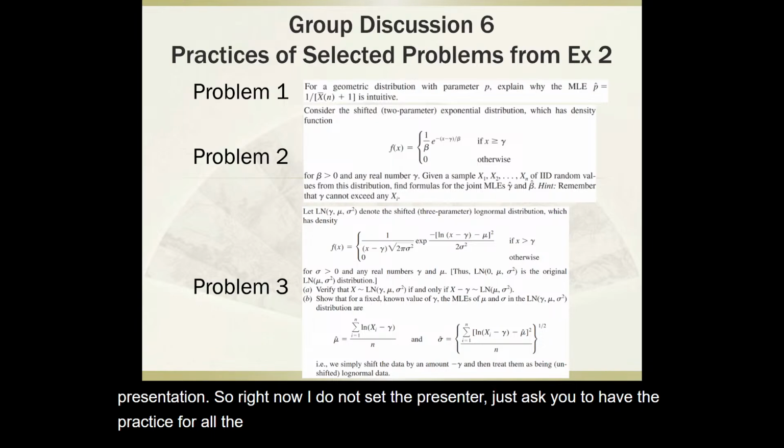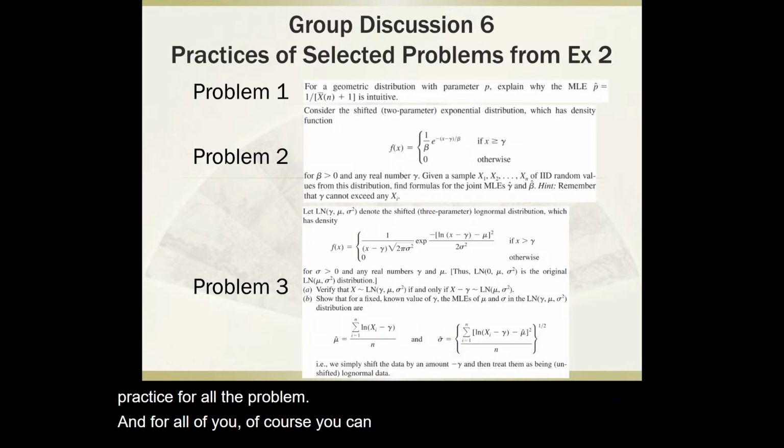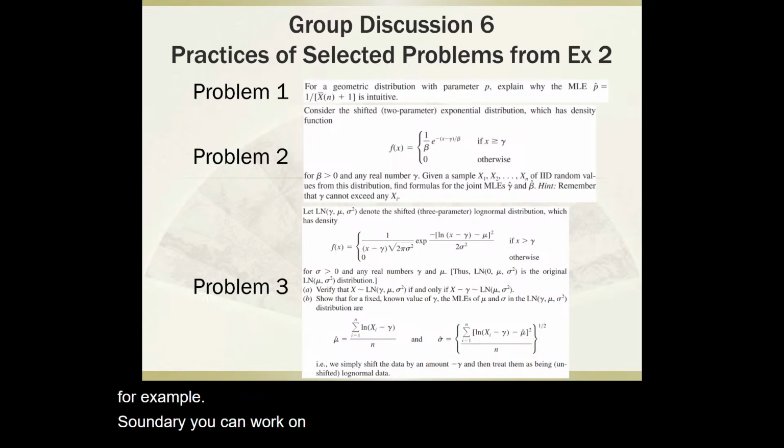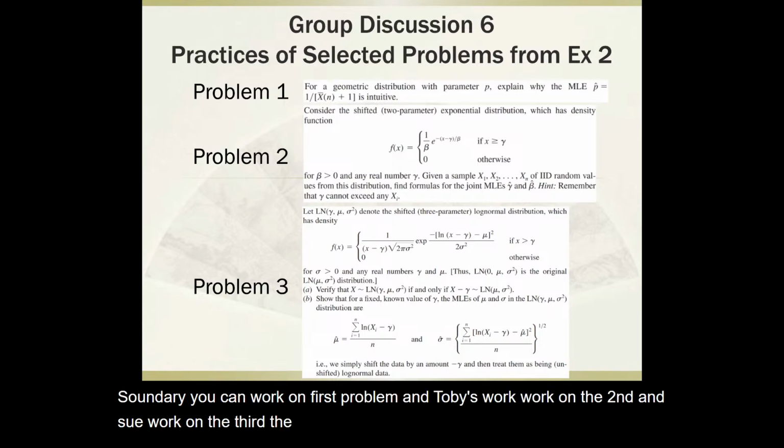And for all of you, of course, you can try. For example, Sandri, you can work on the first problem, Toby works on the second, and Sue works on the third problem. And then you can discuss.